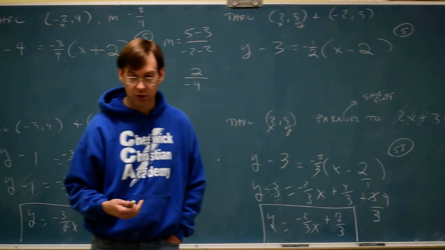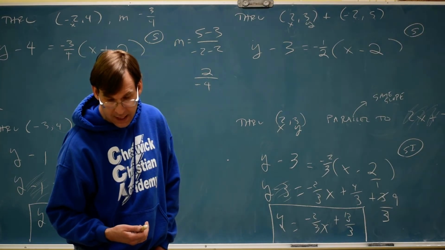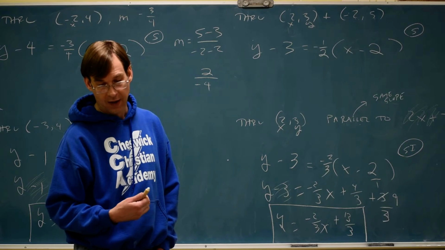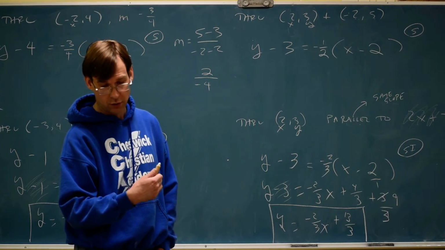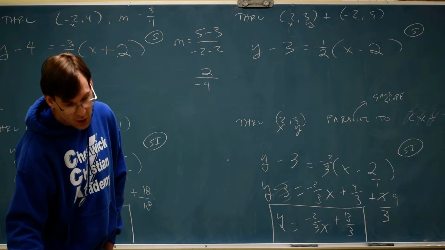Those are the kind of steps you're going to do on 11 to 18. 11 to 18, you're going to have to distribute and then do an opposite to get the y alone.